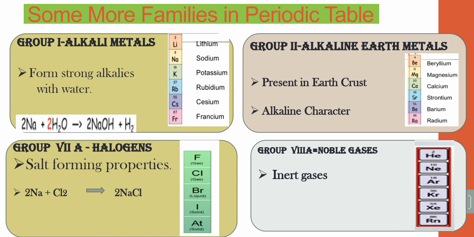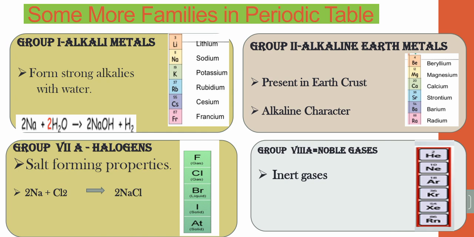Similarly, group 7A is known as the halogen family, because they show salt forming properties. If you react chlorine with an alkali metal like sodium, then there is a formation of sodium chloride, which is a salt. So, the members of the halogen family are fluorine, chlorine, bromine, iodine and astatine.